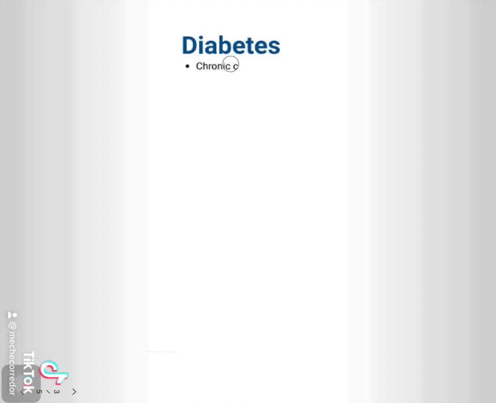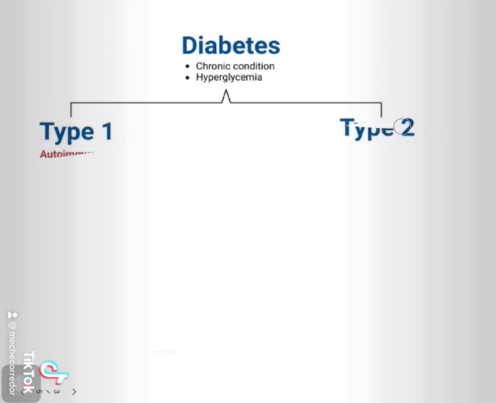In this video, we will talk about diabetes. Let's start with a quick introduction. Diabetes is a chronic condition characterized by hyperglycemia or increased blood sugar levels. There are mainly two types of diabetes, type 1 and type 2.